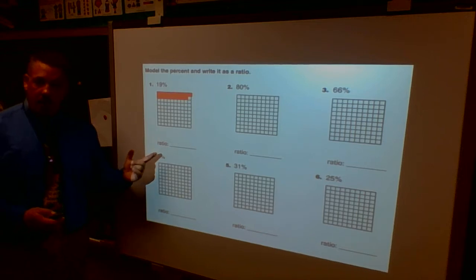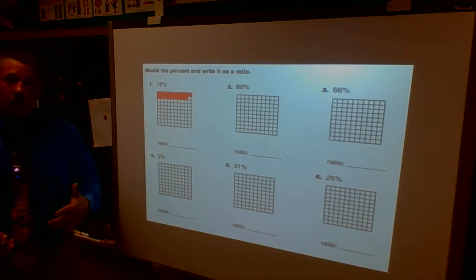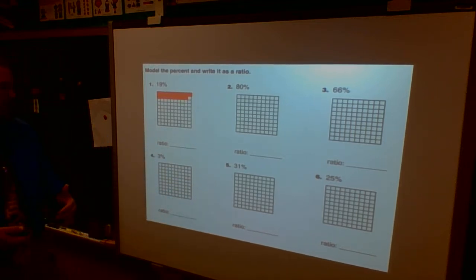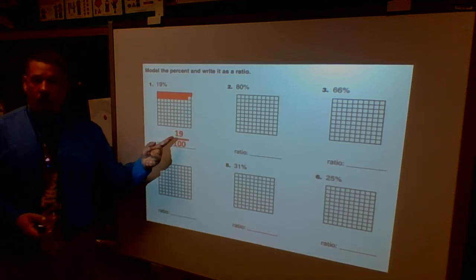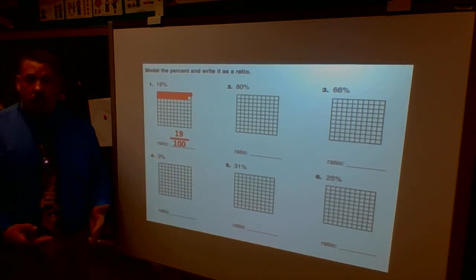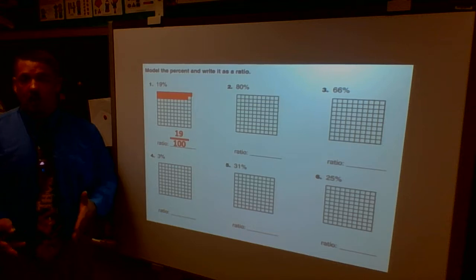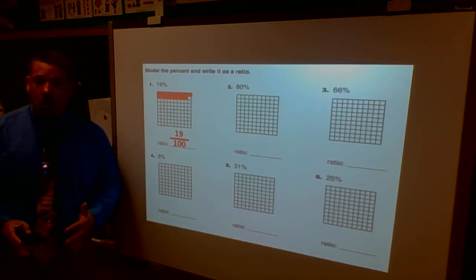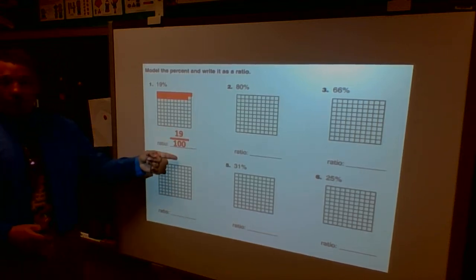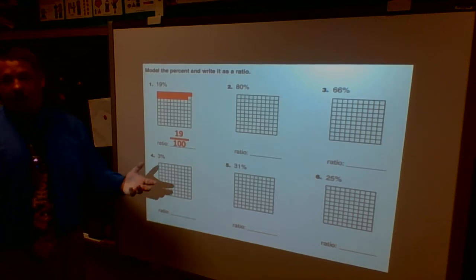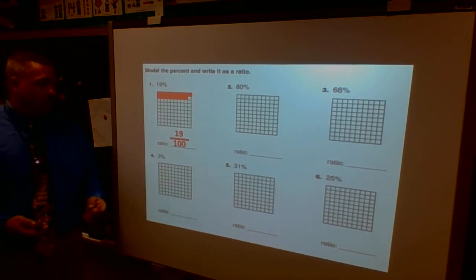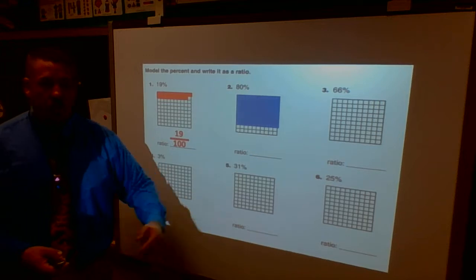When it comes to my ratio, it looks like a fraction. I'm going to reduce it also if I possibly can. I put 19 out of what? It's always out of 100 because it's a percentage, and I know a percentage is always comparing to 100. I can't reduce 19 over 100. 19 is a prime number. It does not go into 100 evenly.